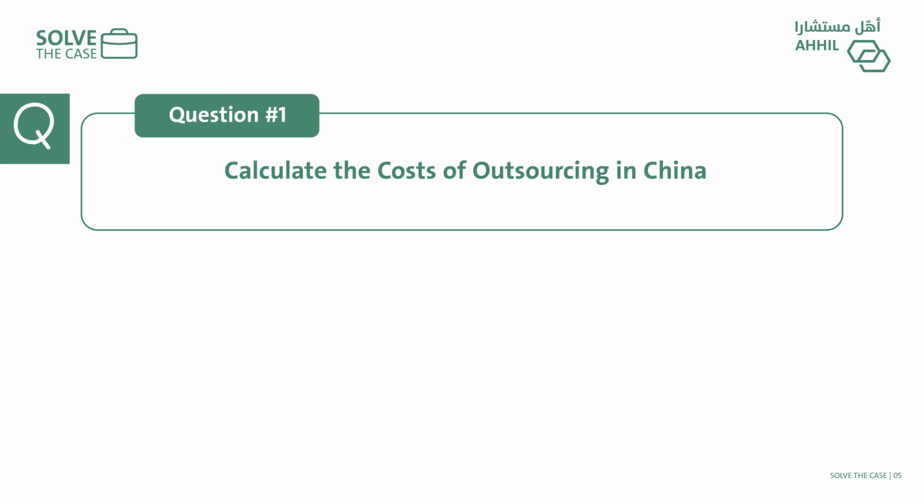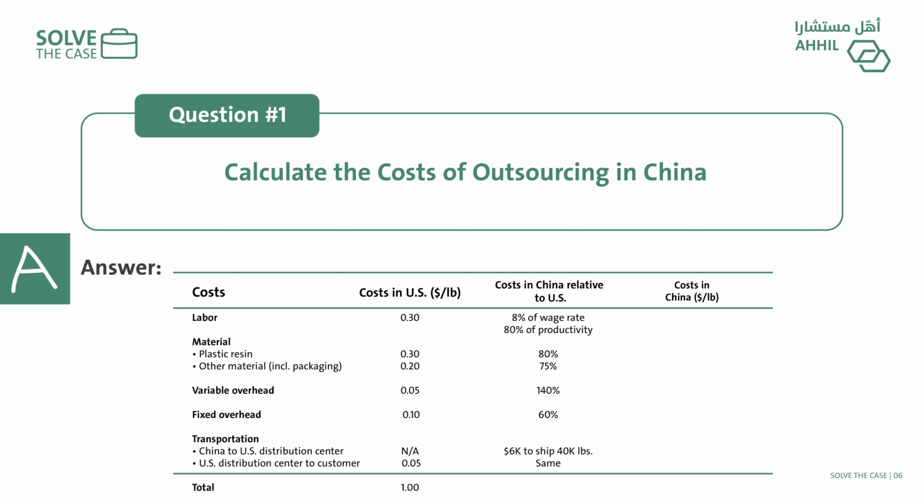So the interviewer would ask you to calculate the costs of outsourcing in China. So before going into the next slide, what the interviewer would expect from you to say is what are the costs? For example, we want to look at the labor costs. We want to look at the variable costs. We want to look at the material costs. We want to look at fixed costs, transportation. You would list all of these costs to the interviewer, and then the interviewer would tell you to look into what costs exactly.